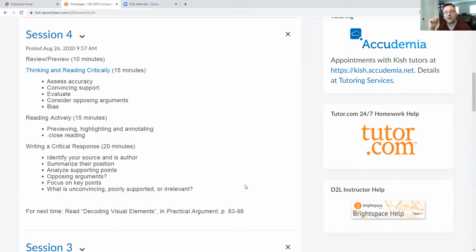Then you should summarize their key position. What is it that you want your audience to understand about this argument? What are the key factors and supporting elements that your author, or that your position, is taking up?